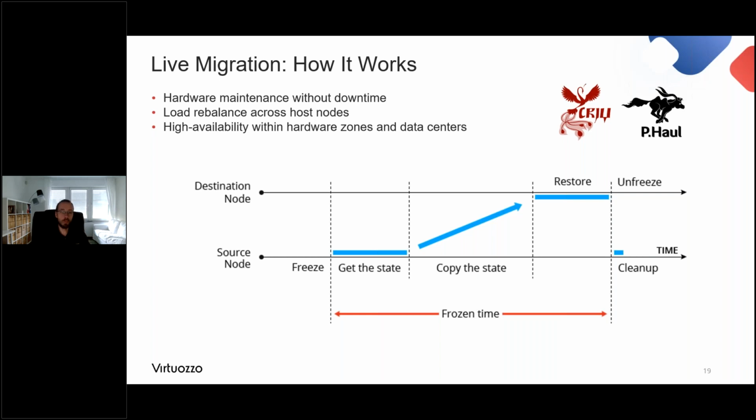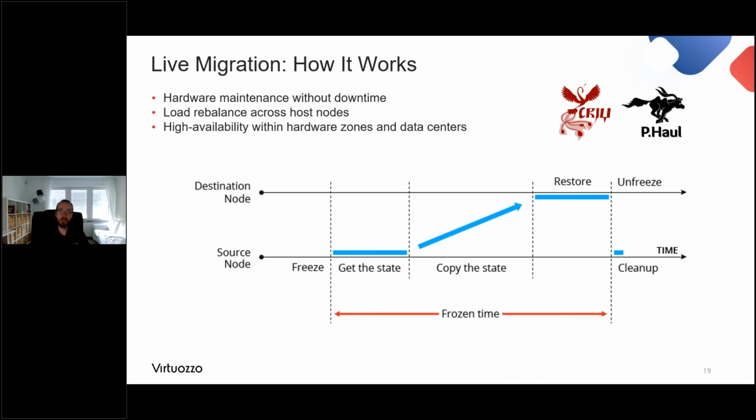So when you need to replace some CPUs or put more memory inside, you can live migrate all workloads from one node to another, do the hardware maintenance, and bring this node back. Then either you migrate back all the containers or use it for new subscriptions and new customers.